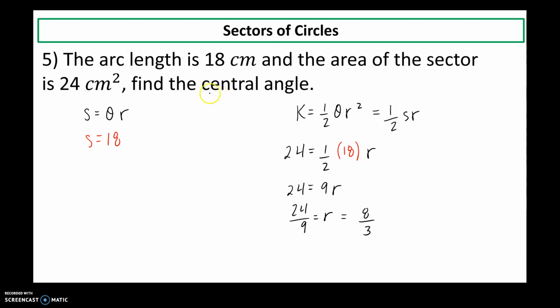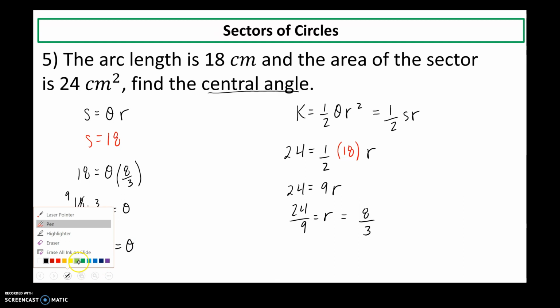Okay, we got to find the central angle. Central angle is theta. So now I have to come back to my arc length formula. So arc length was given as 18, theta is what I'm looking for, and my radius we just found to be 8/3. So solving for theta, I would take 18 and multiply it by 3/8. Okay, multiply by the reciprocal. Cancel these, and I would get 9/2. So 27/2 would be the value of theta.